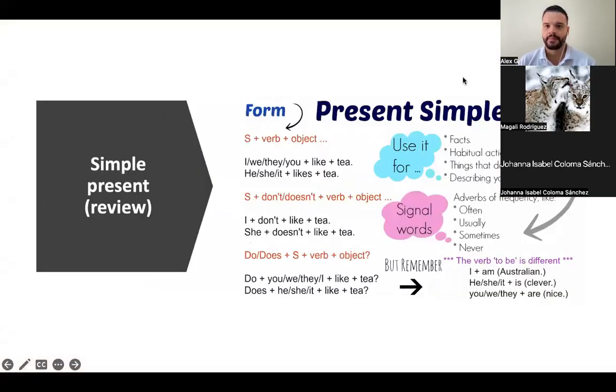So let's begin. Today, we are going to begin by talking about the present simple. Joanna, can you please read these examples that we have for the present simple here? I, we, they, you, plus like, plastic. Excellent. So for the simple present, we're always going to have the subject plus the verb plus the object. For example, I like tea, right?